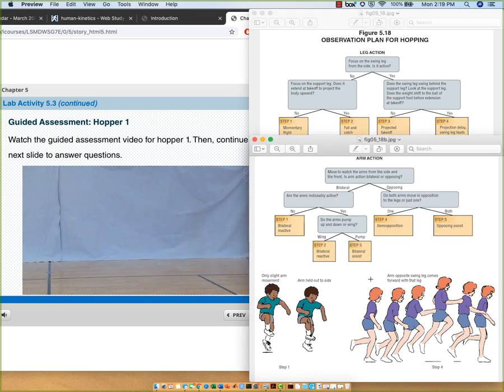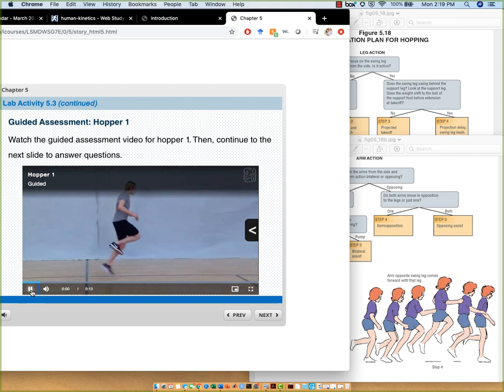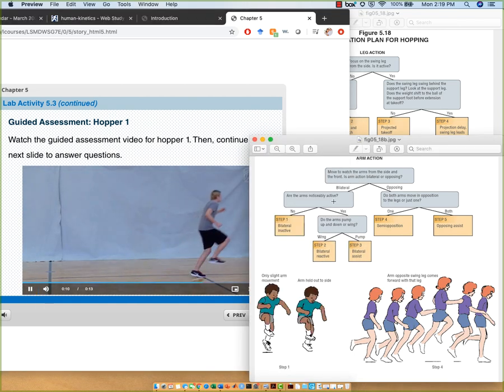Now let's watch the video again, and then we'll focus on the arm action this time. So the first question that we want to ask is, watch from the side, and is the arm action bilateral, meaning both arms, or opposing, meaning that the two arms are in opposition to the legs? So let's see what happens here. When we look, the arms are actually moving together. So in this case, it looks like it's bilateral.